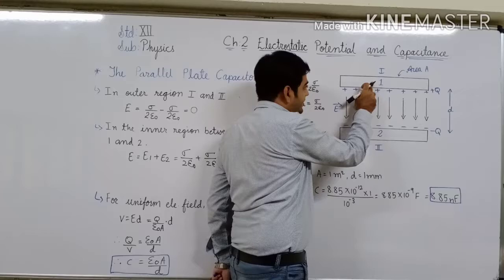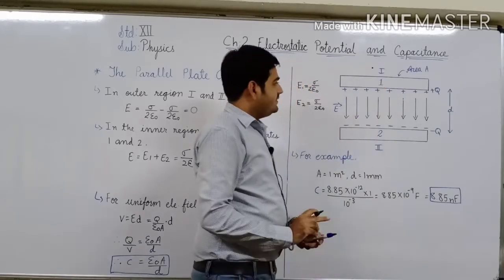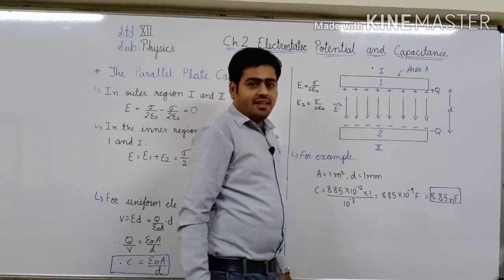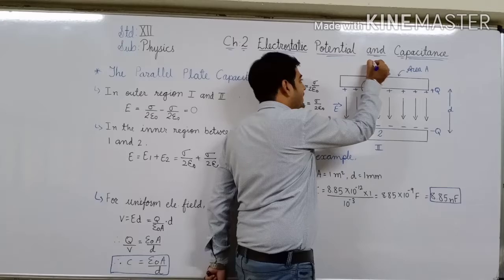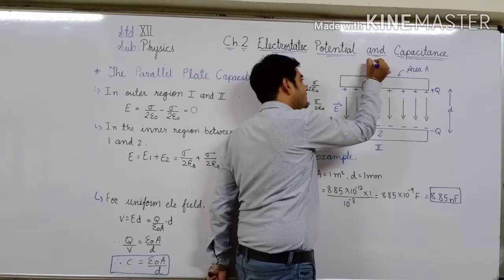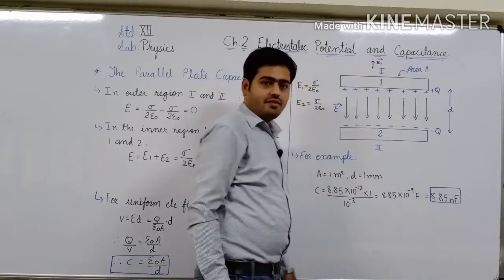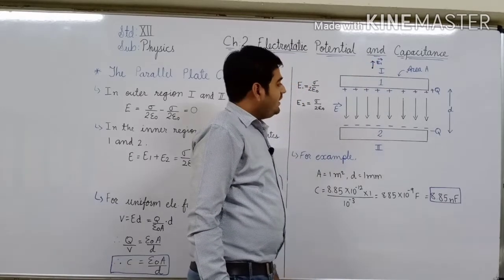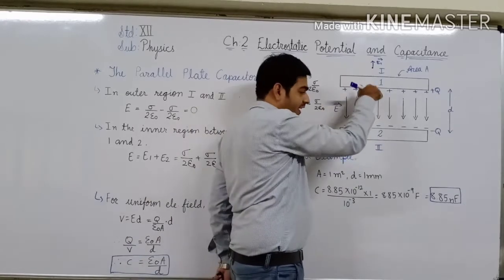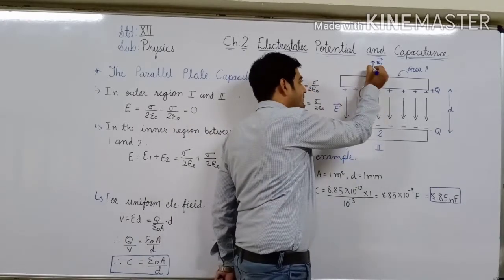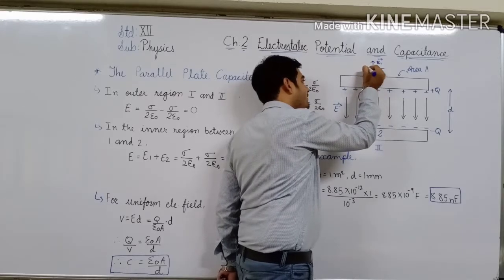Electric field due to the first plate in region 1 will be in which direction? Due to positive charge, electric field is away from the charge. So electric field E1 vector will be in this direction, and electric field due to the second plate, E2, will be towards the negative charge. So E2 vector will be in this direction.